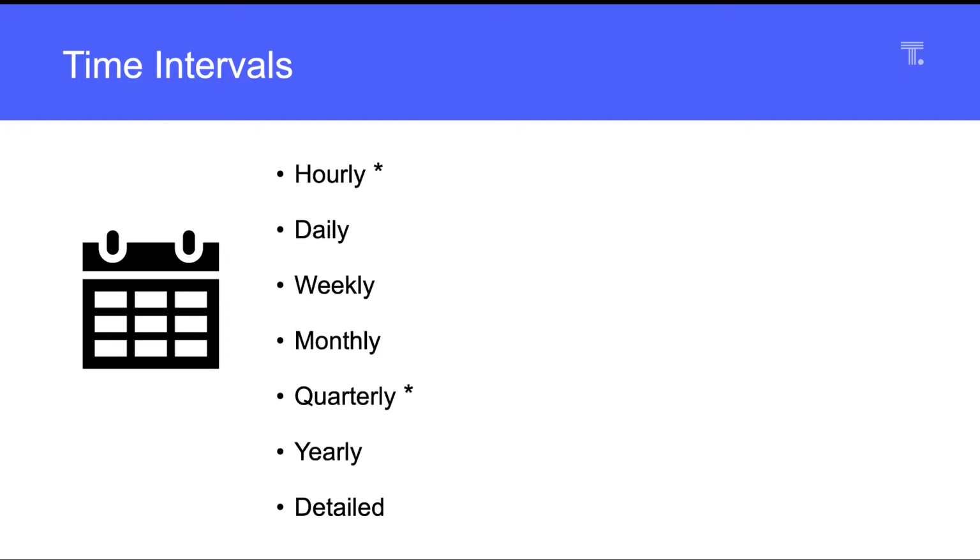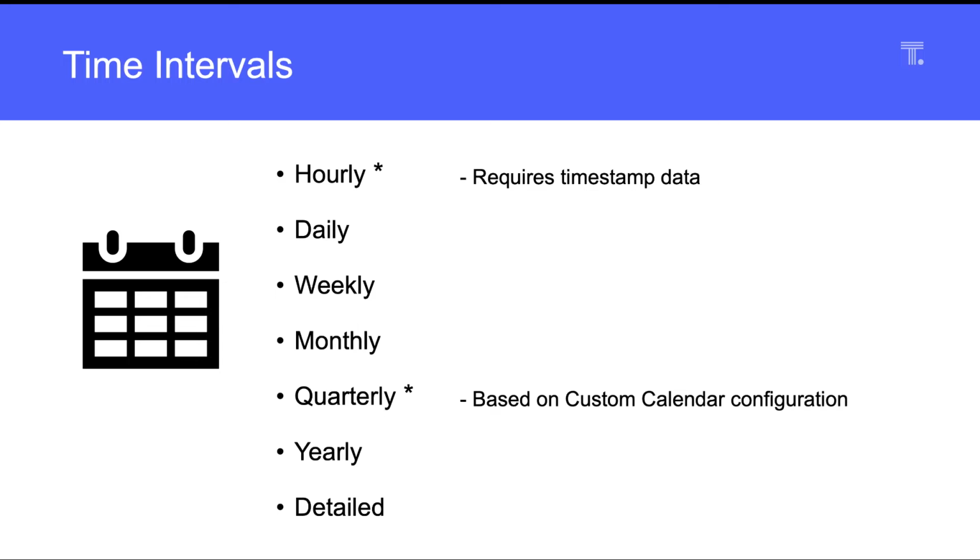There are a couple of things to note when considering time intervals. The first is in regard to the term hourly, as it is only applicable when data fields contain specific timestamp information. If timestamp data is not configured, it may not always be available. Second, the term quarterly is dependent on the configuration of your custom calendar. By default, it follows the Gregorian calendar, with a first quarter that spans from January to March, but this can be altered through the use of custom calendars to match the needs of your company. More information on this can be found in the documentation online.